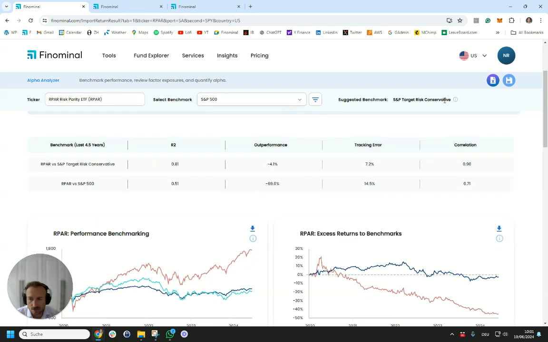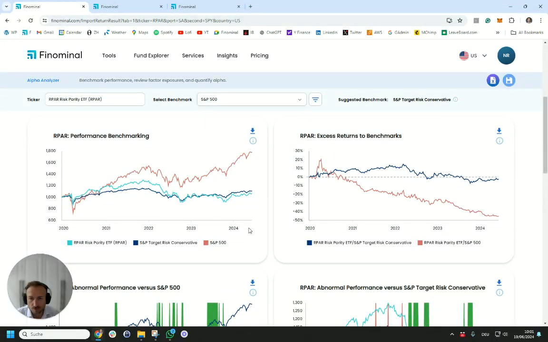Now, what we do see is that we have a track record of around 4.5 years, and that the R squared of RPAR to the index is 0.81. And it's much higher than, for example, compared to the S&P 500, given that RPAR invests in different asset classes, not just equities. Now, from the performance perspective, we do see that RPAR versus that S&P target risk conservative index has broadly exhibited the same trends, but has not particularly outperformed. There were short periods, but those are periods of underperformance.